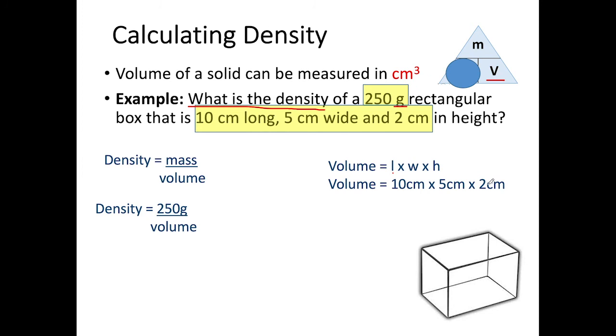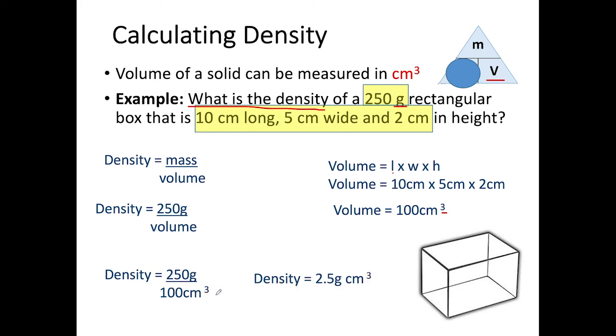So 10 times 5 times 2, plug that into my calculator or do it by hand. 2 times 5 is 10, 10 times 10 is 100. 100 centimeters cubed, don't forget this cube because you've got 3 sets of centimeters. That's why there's that 3 up there. So then I can plug that volume into the bottom of my formula. So my density is again 250 grams per 100 centimeters cubed.